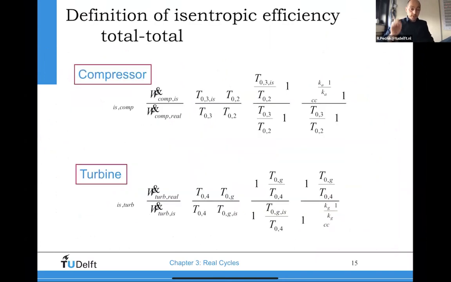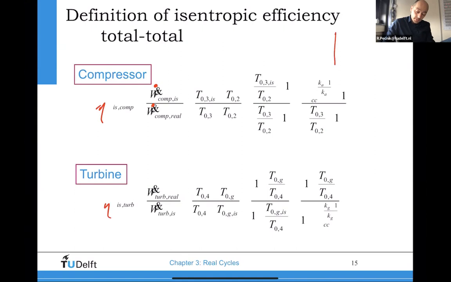Oh, and these slides are broken. So this end is a point here. You can see that this is eta, the isentropic compressor efficiency. How do we define the efficiency of a compressor? I'm sure all the master students have seen this already.